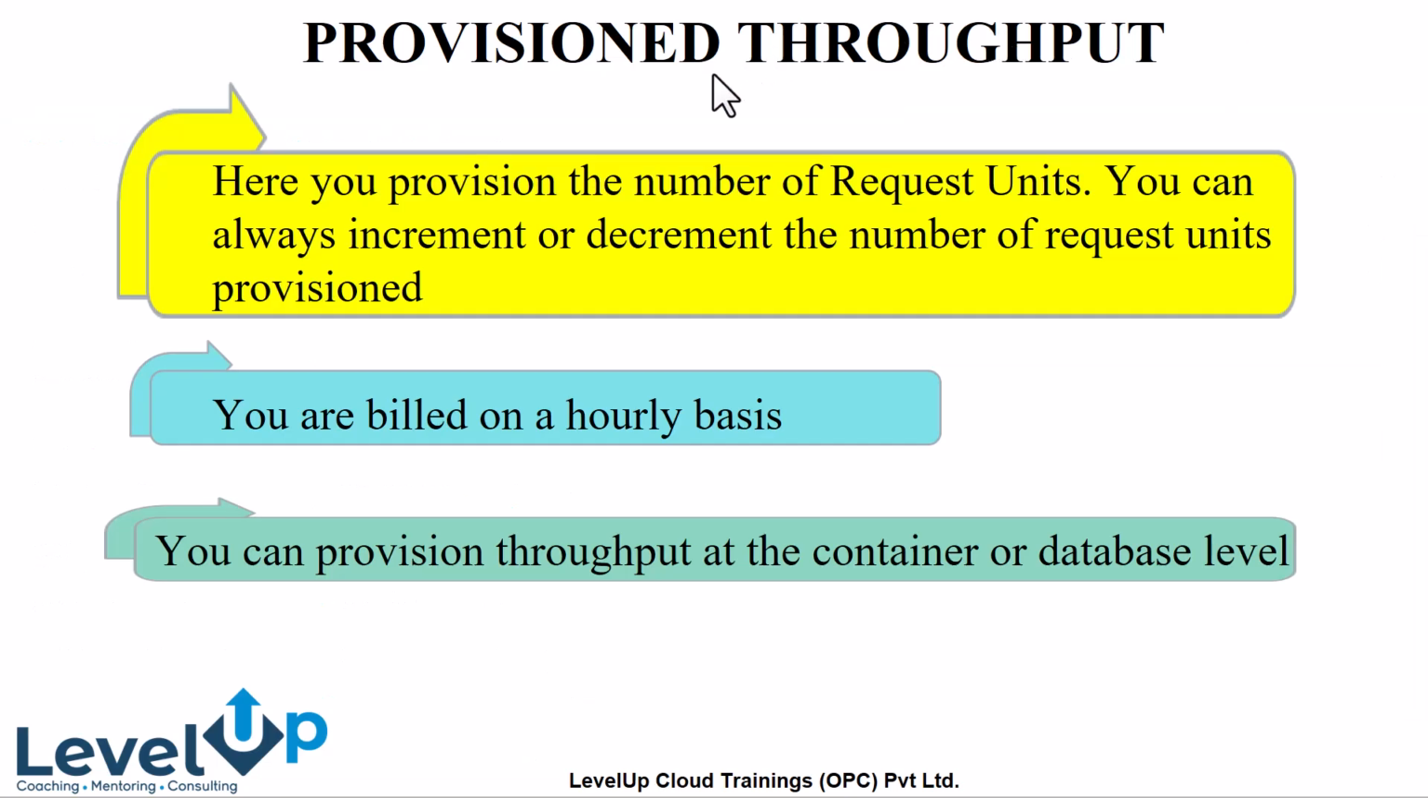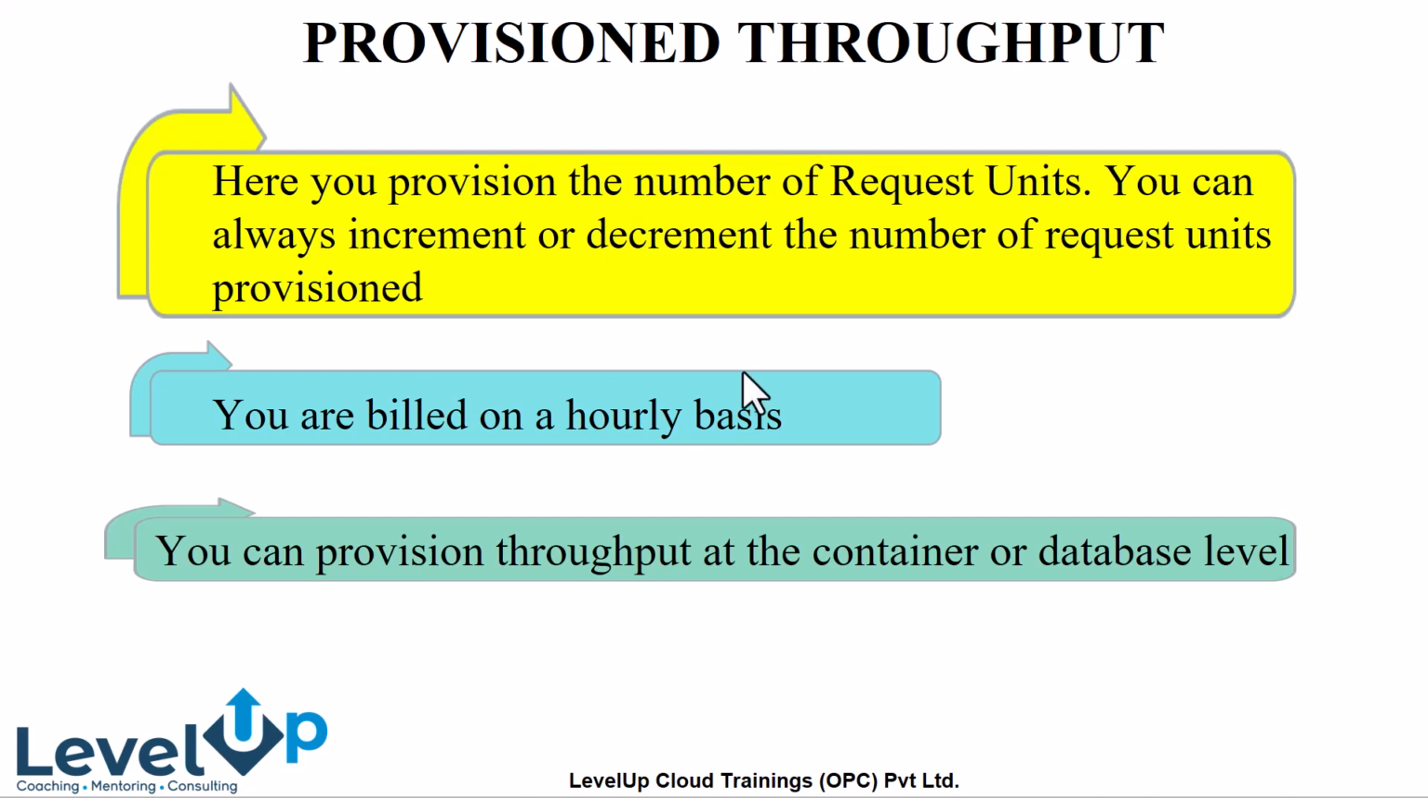Now, with provisioned throughput, you can provision the number of request units upfront. You can always increment or decrement the number of request units provisioned. So let's say if you provision 10 RUs, you'll be billed per hour. If you want to increase the number of RUs, you can increase. If you want to decrease, you can decrease. That is provisioned throughput. The RUs can be provisioned at a container or a database level. This is one way you can configure compute using RUs for Cosmos DB.